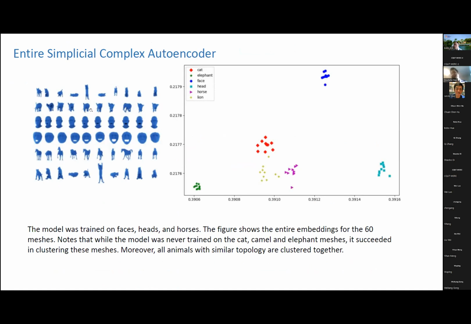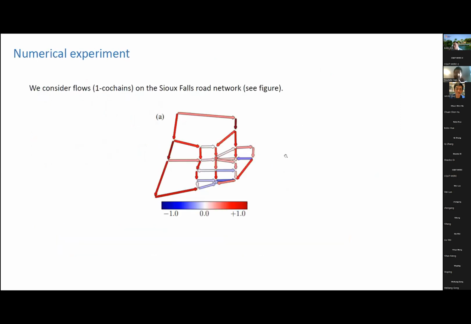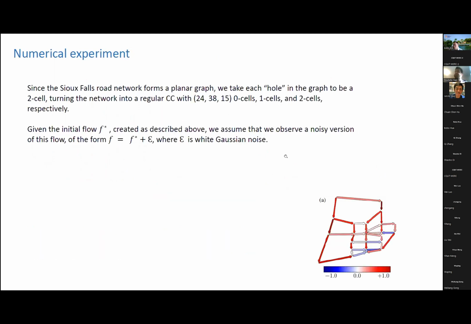Probably the most obvious example is to try how this does on an autoencoder. Here, for the vertices, the edges, and the faces, we just put one hot encoders, and we just run a very simple model, and we obtain this nice embedding. The model was trained only on something much simpler; the model never saw camels or elephants.